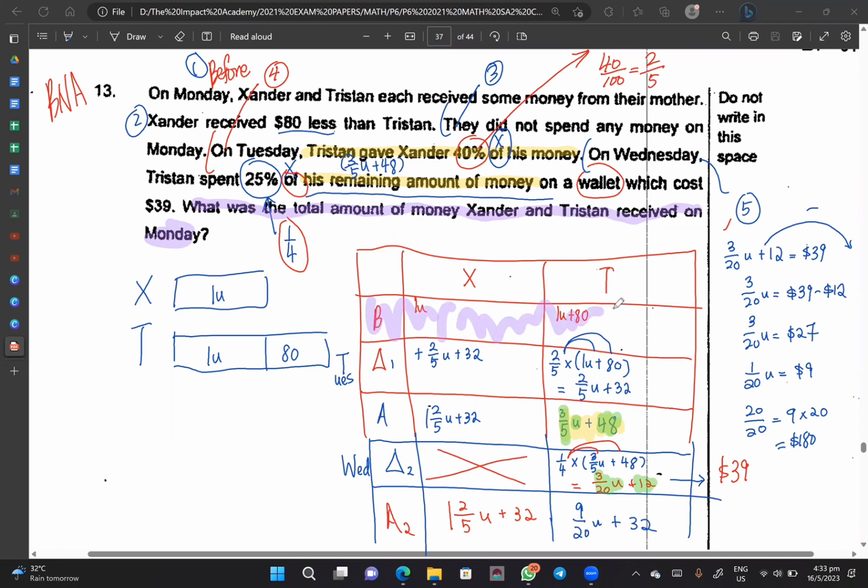Since I know that 1 unit equals 180, if I want to find the total amount, all I need to do is 1 unit plus 1 unit plus 80. And if 1 unit is already 180, all I need to do is 180 plus 180 plus 80. Therefore my answer has to be 440. And this is my answer for this question.